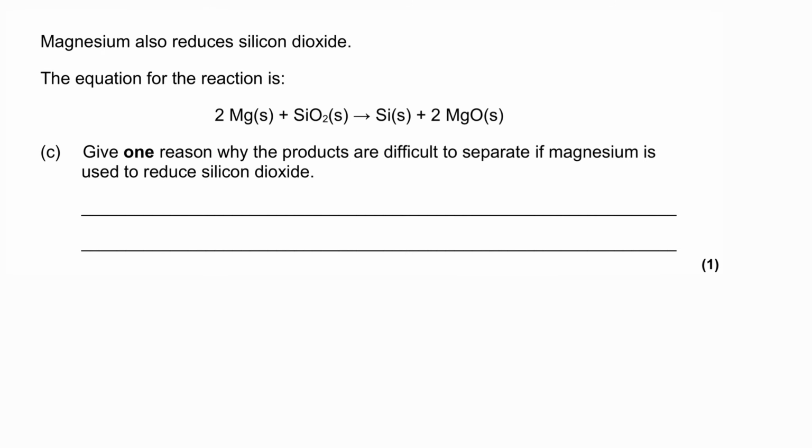Magnesium also reduces silicon dioxide, and the equation for the reaction is 2Mg solid plus SiO2 solid turns into Si solid and 2MgO solid.